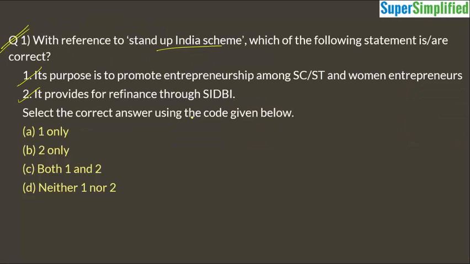So let's go back to the question. Now you try to analyze these two statements. Its purpose is to promote entrepreneurship among SC/ST and women entrepreneurs. It provides for refinance through SIDBI. Both the statements are actually correct, right? So the correct answer is C, both 1 and 2.